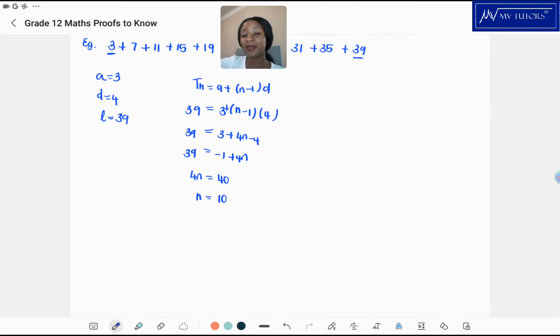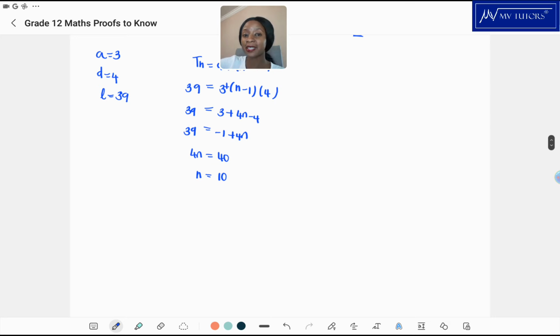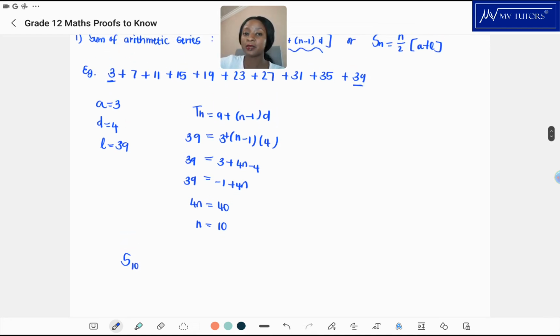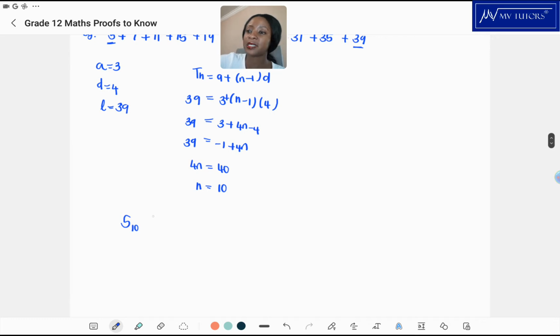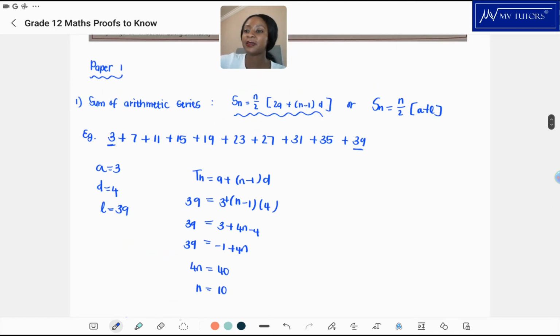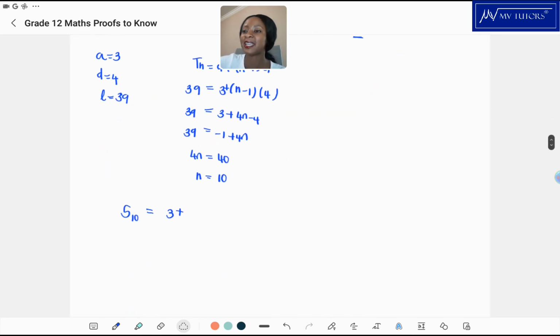Okay, so now that we have the position, what we're going to do, we're going to actually find the sum of the 10 terms. Okay, so we first start from the minimum to the maximum. Okay, the sum of the first terms, we get 3 plus 7 plus 11 and 15 and all of that. Let me save time by copying instead of writing it out again.